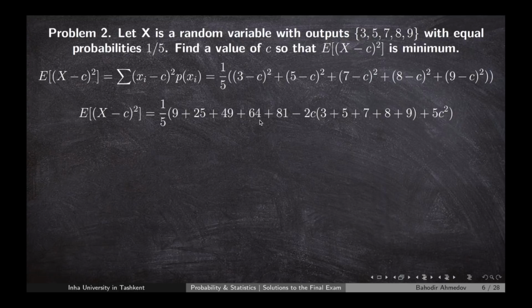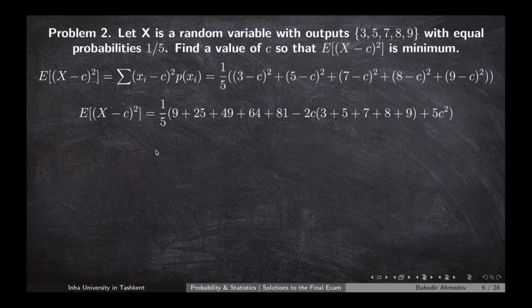Then the second term here is minus 2c multiplied by 3, right? Here minus 2c multiplied by 5. Here minus 2c multiplied by 7. So I would like to take out the minus 2c, and what is left is 3 plus 5 plus 7 plus 8 plus 9. And the last term here is c squared, here as well, here as well, here as well. So we are going to have additionally 5c squared. So this is the expression for the expectation of (x minus c) squared.